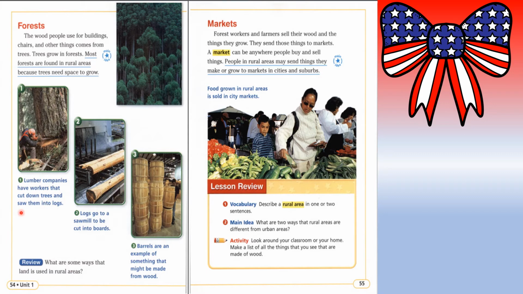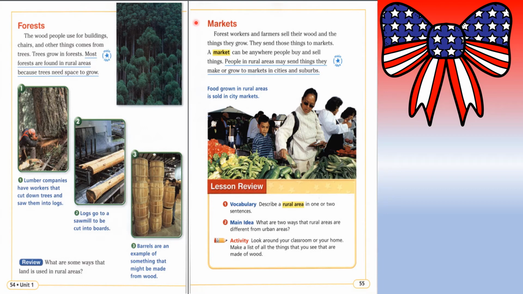Look at this. It says 1. Lumber companies have workers that cut down trees, saw them into logs. 2. Logs go to a sawmill to be cut into boards. 3. Barrels are an example of something that might be made from wood. What are some ways that land is used in rural areas? What do you think, boys and girls? What are some ways land is used in rural areas? Well, there's forests here, but what did it say on the other page? Land is used for farms.